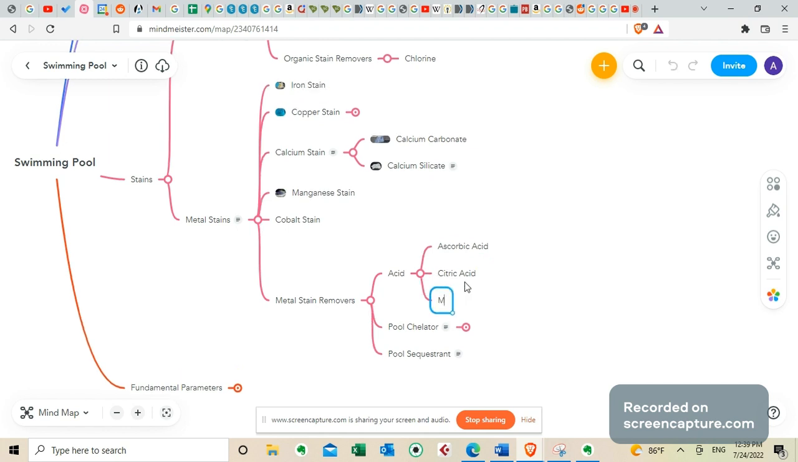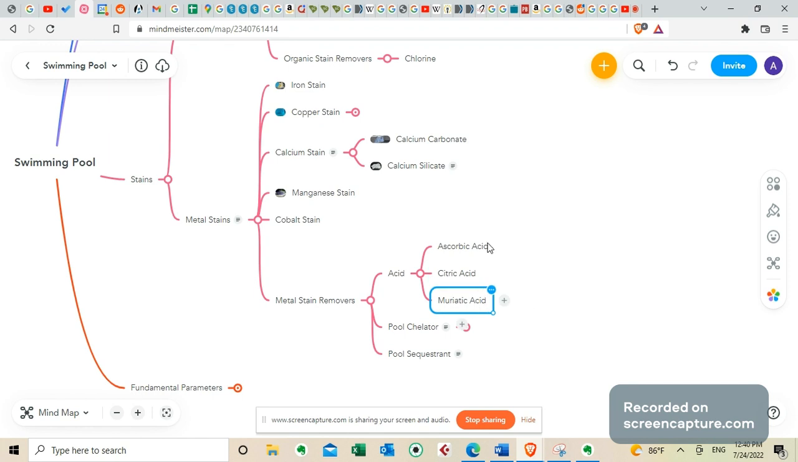Citric acid, muriatic acid is also extremely effective. Be careful with muriatic acid. These are going up in strength. So ascorbic acid is weak. Citric acid is a little bit weak too. Muriatic acid is very strong.